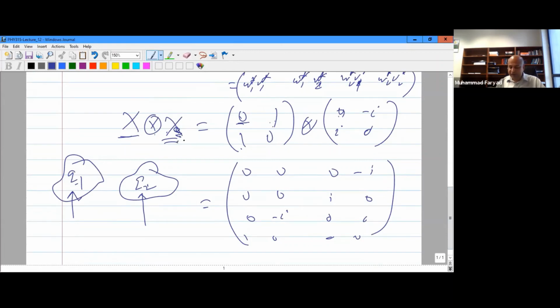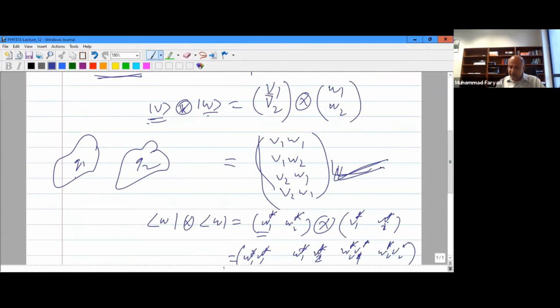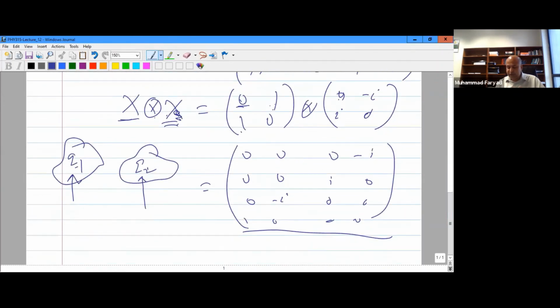the tensor product of operators like this, and then you apply this matrix on this state, and the result will give you the result that you would get by applying the X operator here and the Y operator here, and the resultant quantum state will be given by this. Let me take a couple of examples here.